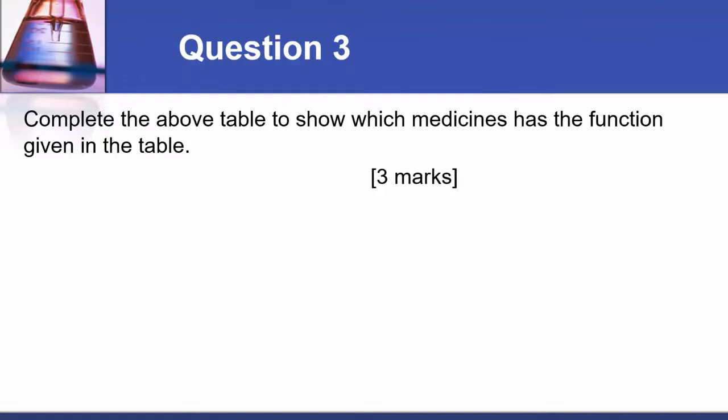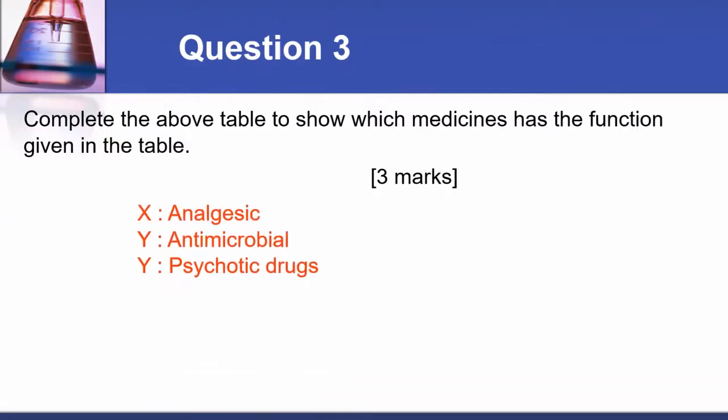Let us look at the answer for 3b together. Complete the above table to show which medicine has the function given in the table. So the medicine which will relieve pain will be analgesic. The medicine that will kill microorganisms will be antimicrobial. And the medicine that will calm down the emotion of a patient will be psychotic drugs. All these you must write down with correct spelling.